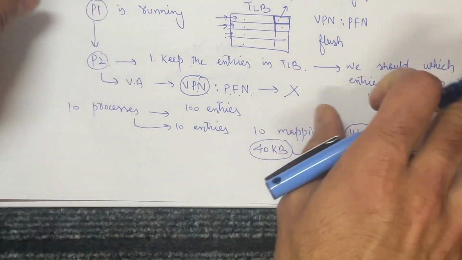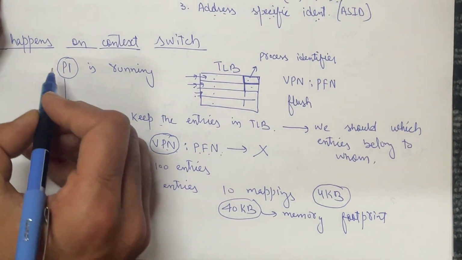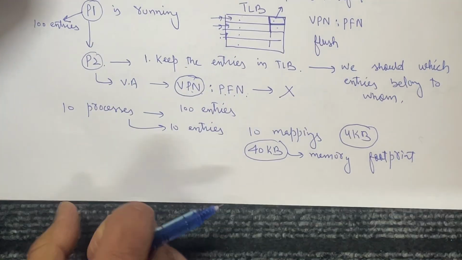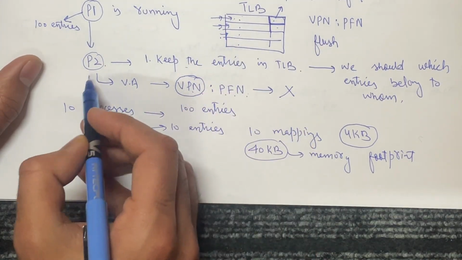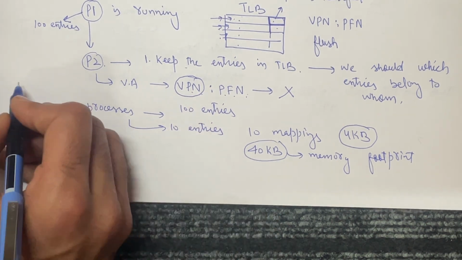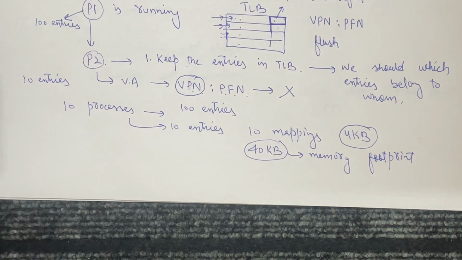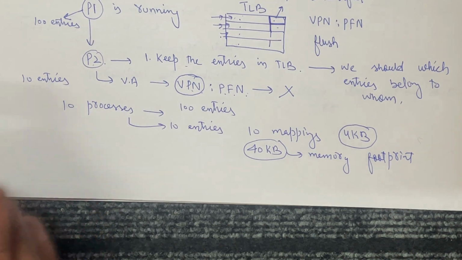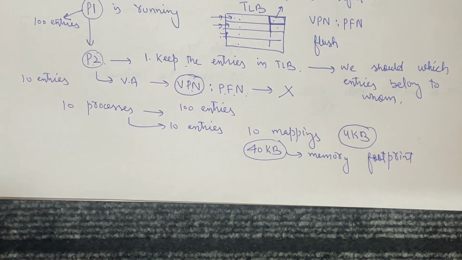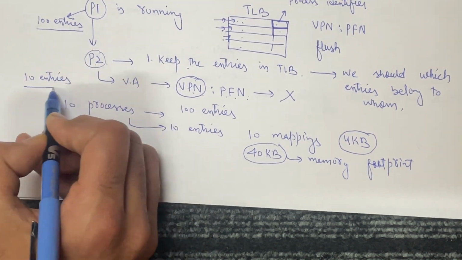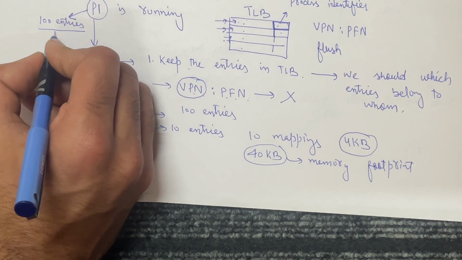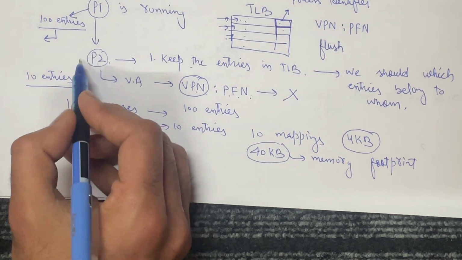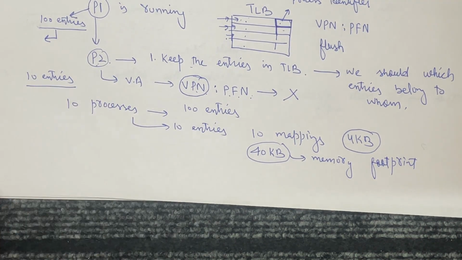See, if we gave the entire TLB to only one process, how many entries does that one process have? 100 entries. And in the second scenario, if we divide the TLB entries among processes, how many entries is each process getting? 10 entries. So for a process with 100 entries and a process with 10 entries, where will the hit rate be higher? We know that the hit rate will be higher in the scenario where we have more entries for a process. Having fewer entries for a process will have the problem of a lower hit rate.